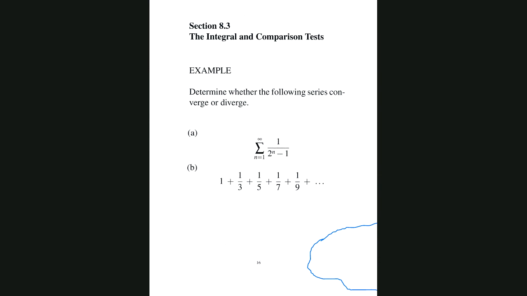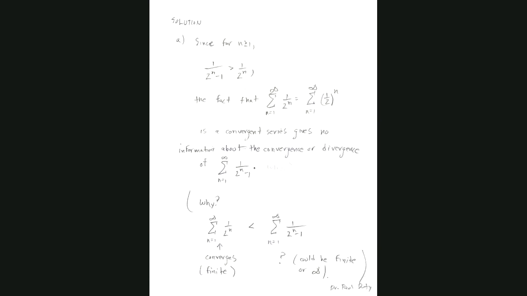But we have to be a little bit careful, okay? Let me show you why. So let's go to this first solution here. In this case, the terms of our series, which are 1 over 2 to the nth power minus 1, those terms are going to be greater than 1 over 2 to the nth power, because the denominator, 2 to the nth power minus 1, is smaller than 2 to the nth power.